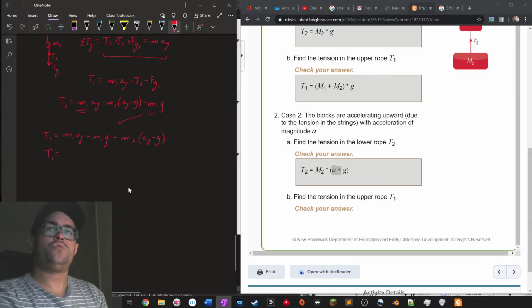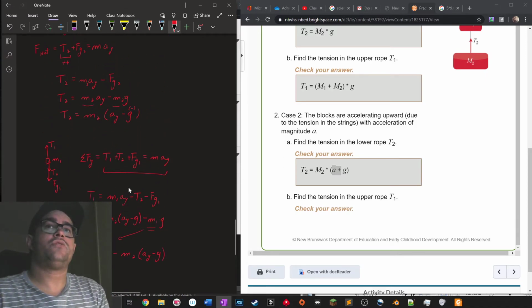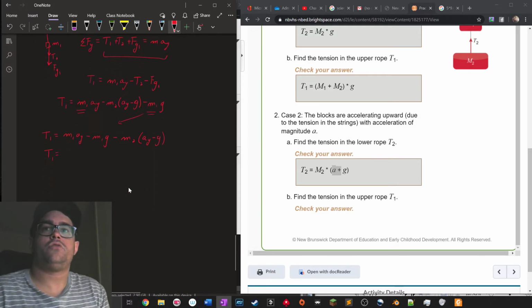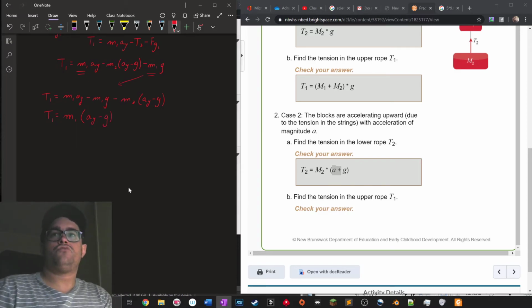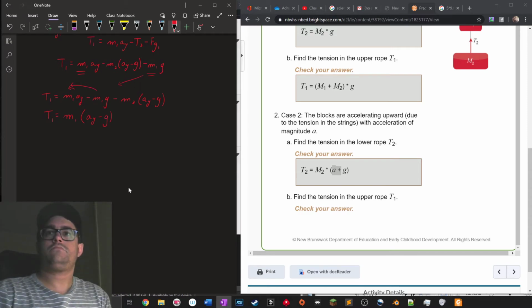I just noticed that these two M1s could be grouped together, just the same way that we did that here. So if you see it here, you should probably do it. There's often a good reason. It ends up doing things for you. So this is true, right? I'm just getting that M1 out, and then minus M2 (a_y minus g). I guess that's what Kara was doing in her class.